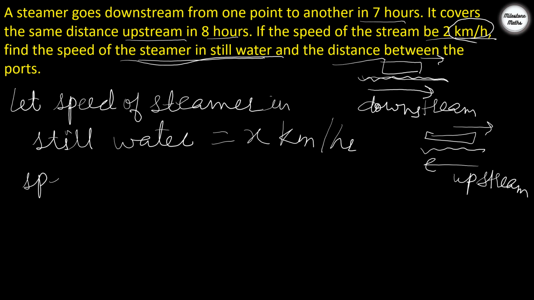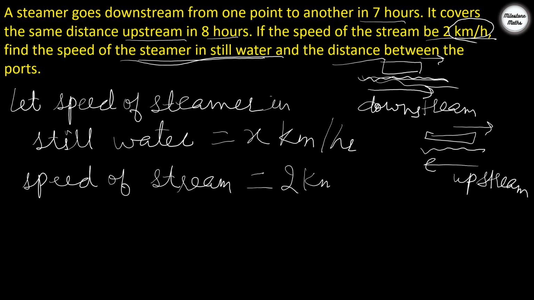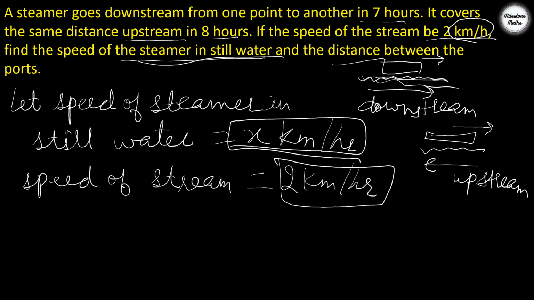Now what is given? We have been given the speed of the stream. The speed of the stream means the speed of this water flow. So water is flowing at the speed of 2 km per hour. And this is the speed of the steamer, that is the boat is going at the speed of x kilometer per hour. And this is the speed of the flow of the water. Now, if the flow of the water is also moving in this direction and the boat is also going in this direction, so the speed will increase, right? This is called the downstream. So what is the speed downstream? This is called the speed downstream.